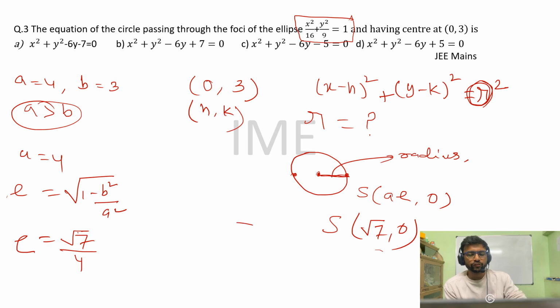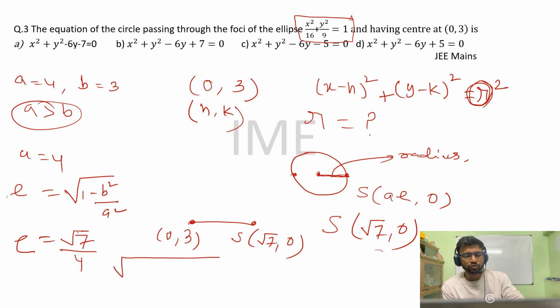So see, here we have the situation. We have the coordinates of this point as 0 comma 3, and we have the coordinates of this point, the focus, as root 7 comma 0. If we want to find this distance, we can use the distance formula. So root of 7 minus 0 means 7, plus 0 minus 3 is 9, so 9 plus 7 is 16, root 16. So this is 4. So the radius is 4.